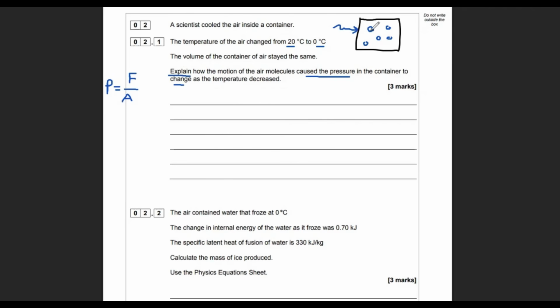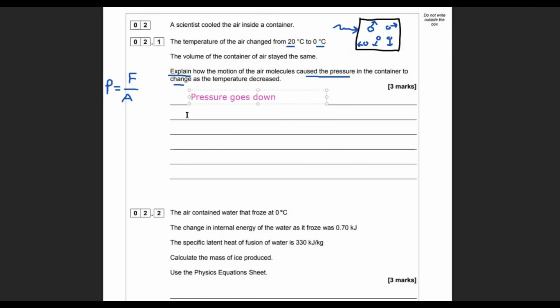What we're talking about, the pressure in a container, is caused by the force of particles colliding with the walls, which is the area of the container. So as you decrease the temperature, what changes about these particles and what changes about the collisions? So why don't you pause the video, have a go? I'm going through the answers. Let's go. So I'm going to say pressure, first of all, goes down.